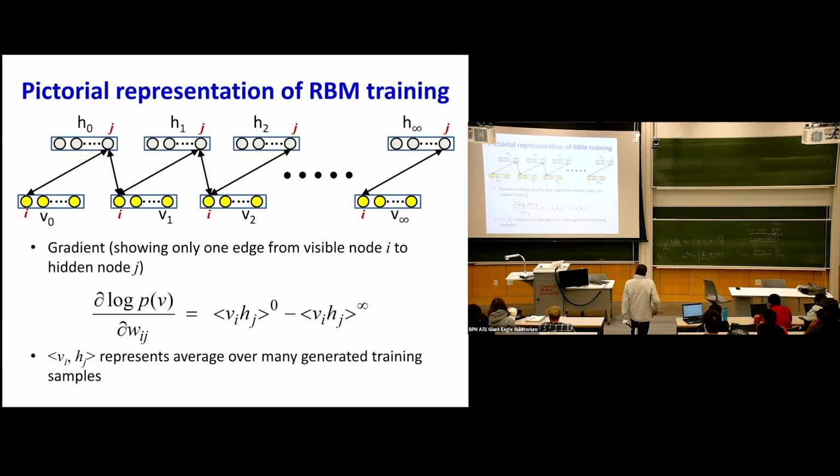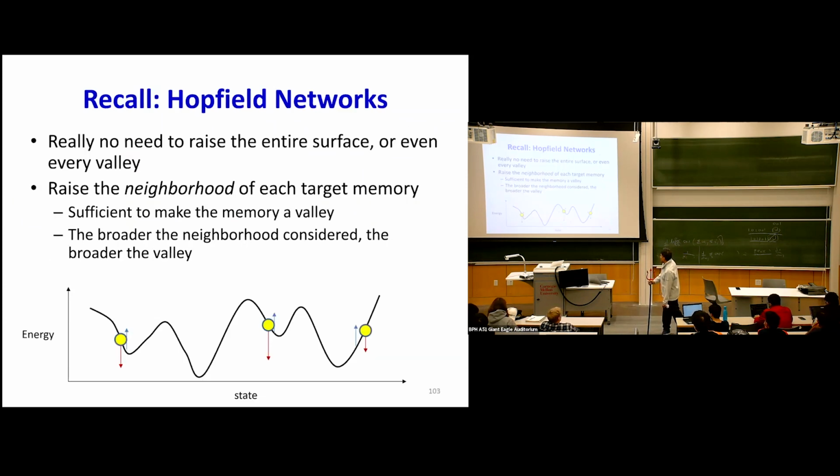And then for the second term over here, you need the same product, but computed after the entire network has evolved for a very long time. Now this is still slow, right? Because you have to keep going up and down and up and down. Again, remember, for the Hopfield network, there was no need to raise the entire surface or even the entire valley.